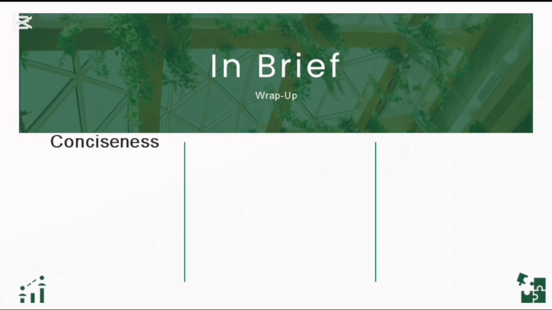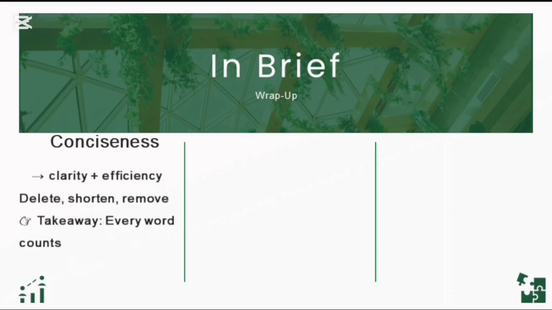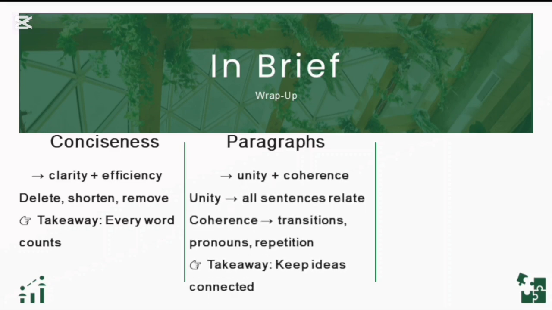Conciseness means clarity, efficiency. How do we achieve conciseness in summaries? We delete, we shorten, we remove all unnecessary information because every word counts in summaries. We cannot have a summary that is longer than the report or that is so long that it makes us confused. Unity and coherence are vital in paragraphs and in summaries alike.